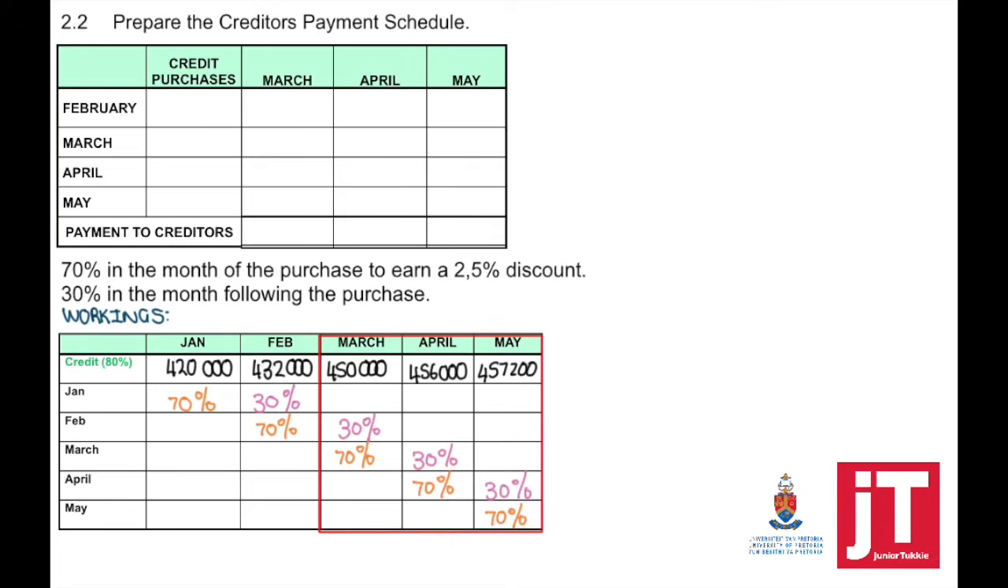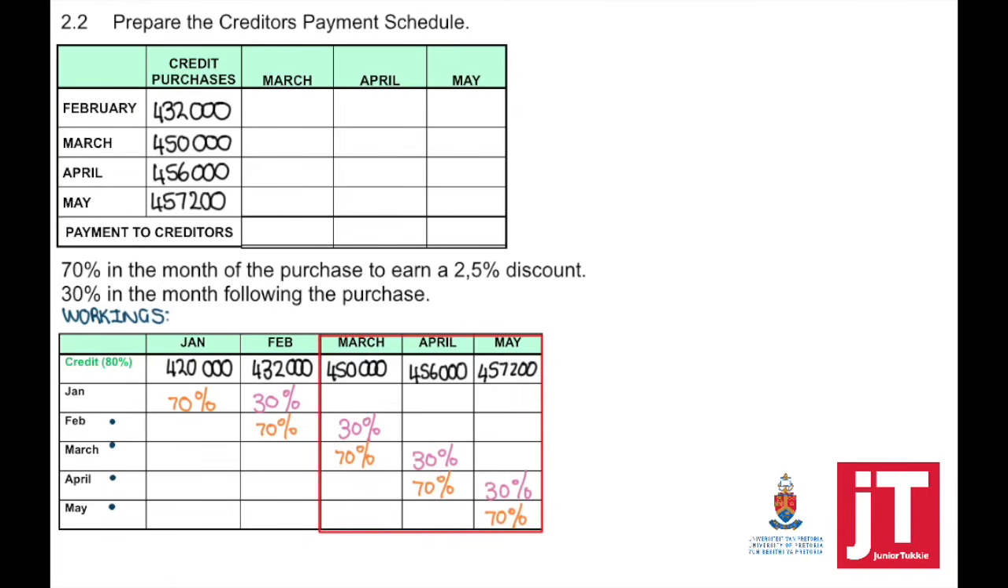Question 2.2, prepare the creditors' payment schedule. Now we've done the workings. We've calculated the credit purchases for each month. Now the creditors' payment schedule is only from March until May. So we start with the credit purchases, and we're going to start from February.